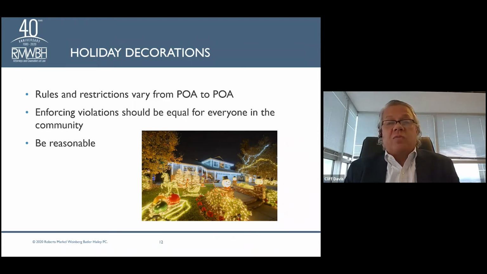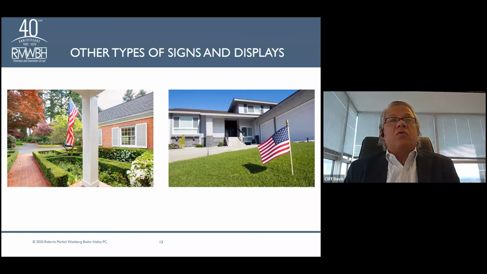Other types of signs and displays, and we're just going to talk briefly about those, are flags. If you have a restriction that says no flags are allowed, again here, there's protection in the Texas Property Code that protects 3 types of flags: the American flag, the flag of the state of Texas, and the flags of the United States military. So Coast Guard, Air Force, Army, and I guess Space Force now is a branch of the US military. The Property Code gives protection for those types.